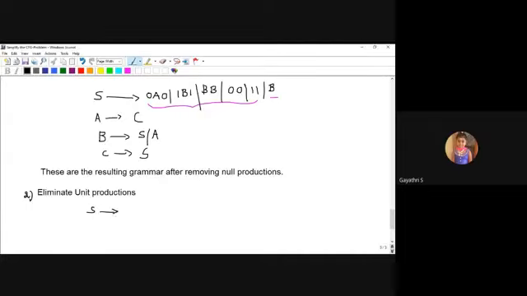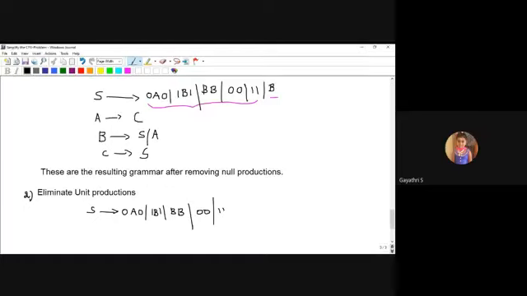Yes, I will add S gives 0A0. This is not a unit production, right? So I will add 1B1. This is also not a unit production. And BB. This is also not a unit production. And 00. This is also not a unit production. 11. This is also not a unit production.